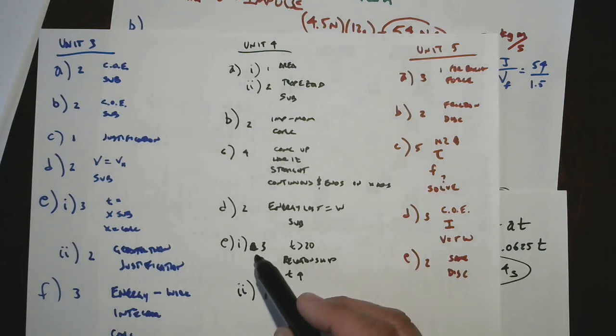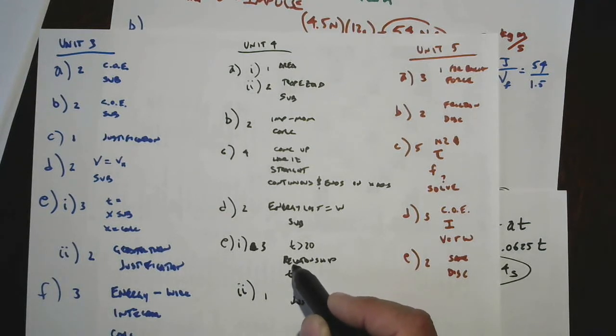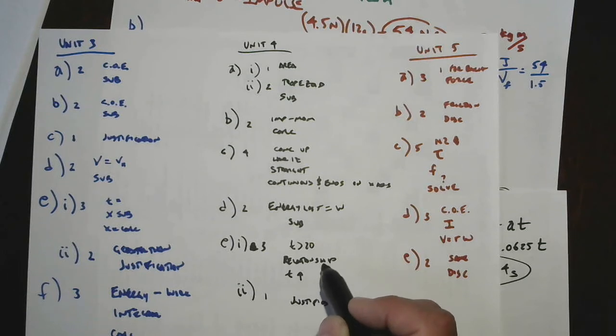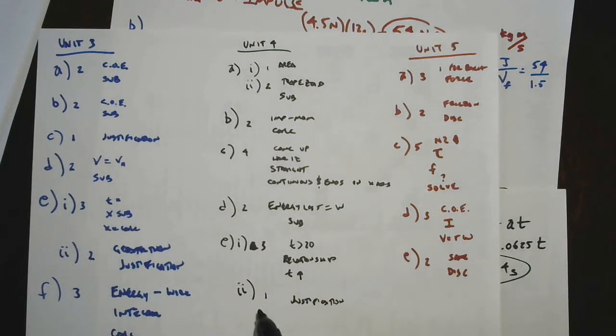Part D, using energy or work to solve this problem, and then 1 point for the numerical substitution. Part EI was worth 3 points. 1 point for choosing the time greater than 20, 1 point for some sort of relationship between the force and the time, and a point just for mentioning that the time goes up. Then part EII was only worth 1 point, the justification that the mass cancels out.